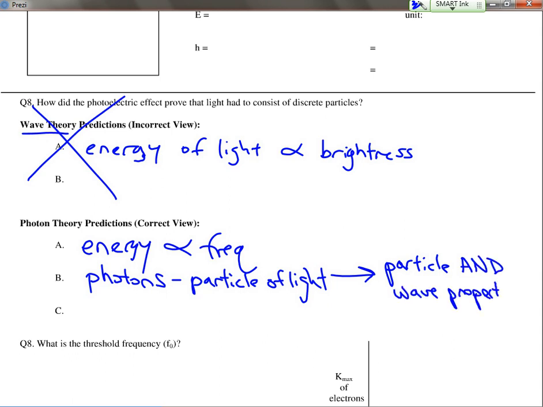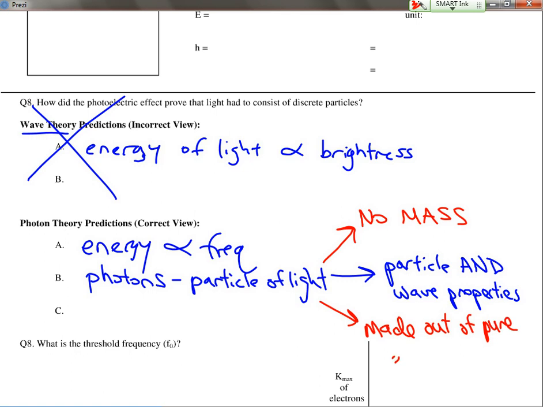Mainly because of the fact that they have no mass. These particles were made out of pure energy, which gave them the ability to act like a wave also, because when 2 points of energy meet, they can interfere, they can combine, but then they pass right through each other because there's no mass whatsoever.